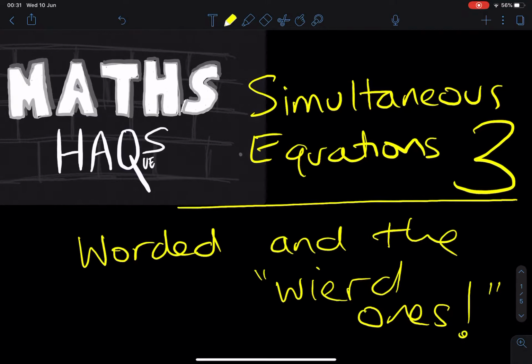We're going to do part three now for the simultaneous equation series, and we're going to focus more on worded simultaneous equations as well as slightly weirder looking ones compared to the ones that we've just seen. Generally the ones that I've shown you are always in the format of two different equations where I've got an x plus a y is equal to a number, and the second equation is exactly the same format, and then I just solve it very simply. So what about if it's not in that format?